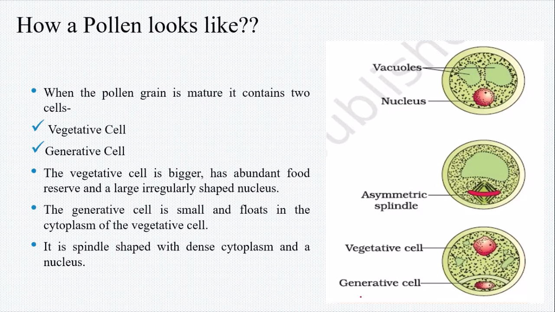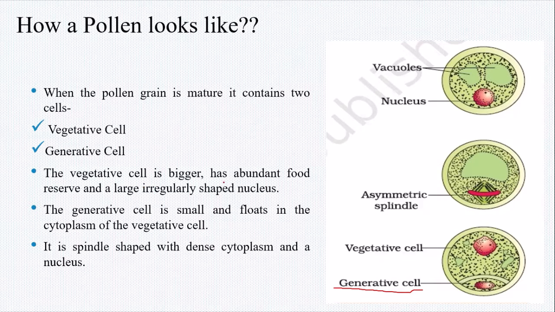The formation of the vegetative cell and generative cell takes place during the maturation of the pollen grain. Firstly, when pollen grains are not matured, there will be only a vacuole and a nucleus, and then an asymmetrical spindle formation takes place. Due to this, the division of the nucleus is asymmetrical, where a large cell and a small cell are formed. The large cell is called the vegetative cell, while the small cell is called the generative cell.